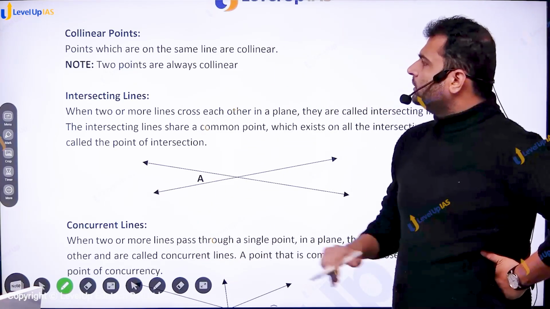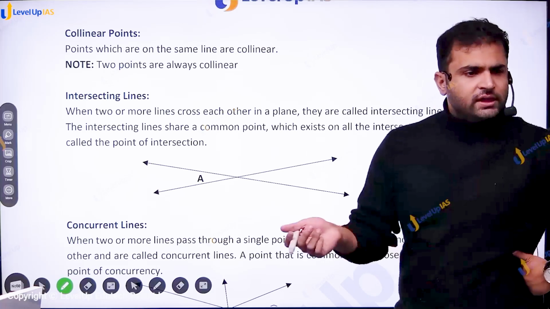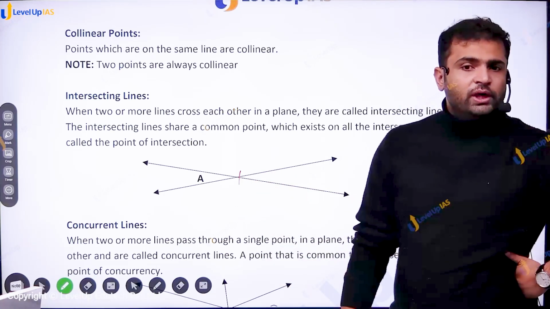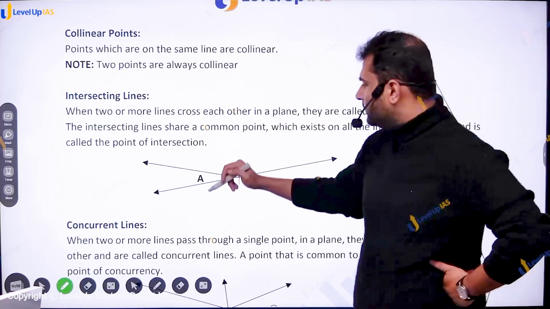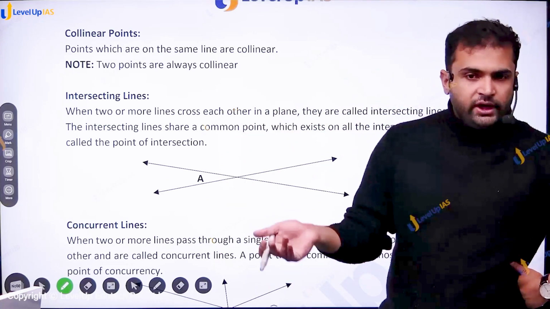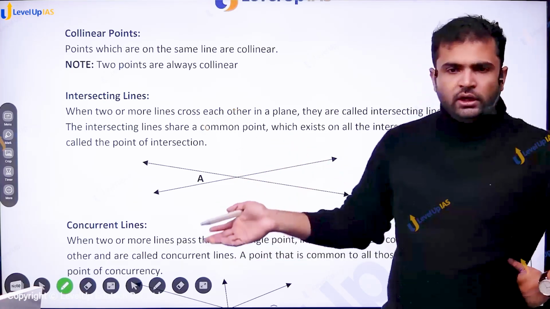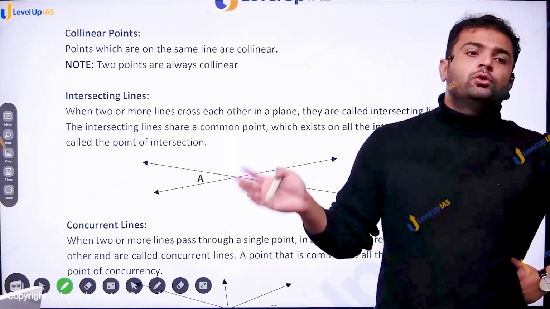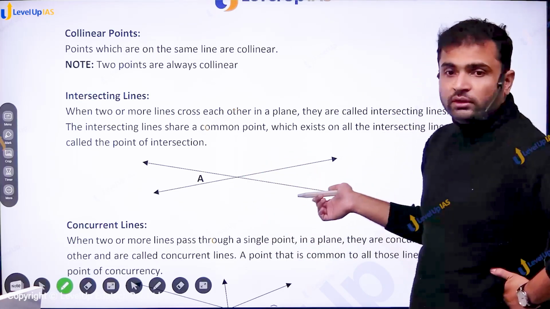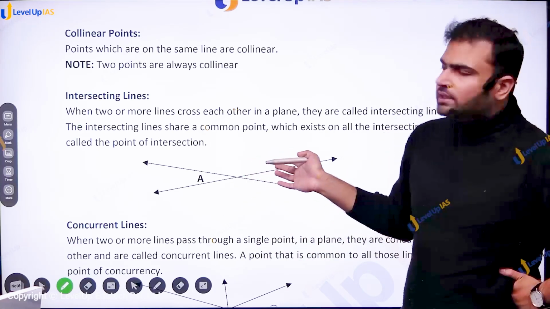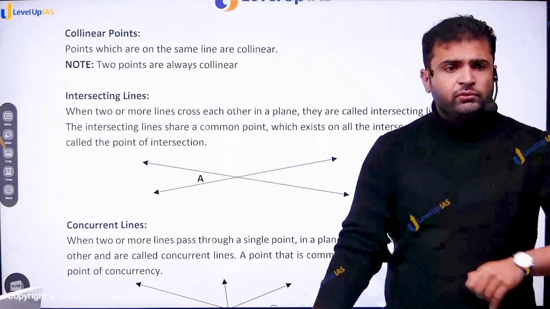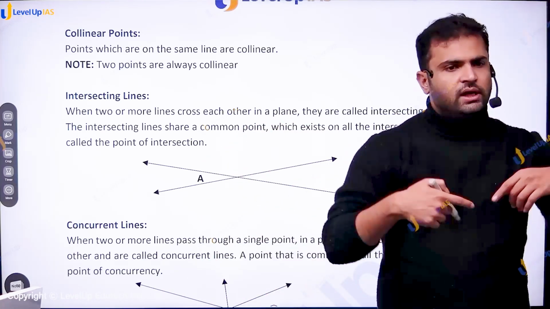Then what we have? Intersecting lines. What are intersecting lines? Lines which intersect in a point. And what we are talking about? We are talking about everything in a plane. We are not going beyond the plane. In 3D geometry, there could be intersecting lines, non-intersecting lines, skew lines, parallel lines, there could be multiple types of lines. But here that is not the case. Here we are having intersecting lines, meaning the two lines which intersect each other at some point.